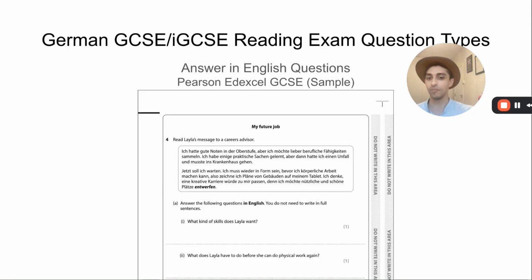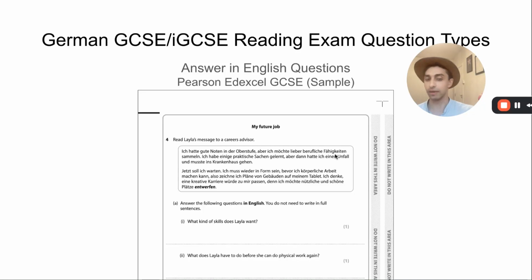And so on. So if we look at question 1, part 1 here, what kind of skills does Layla want? You'll find the answer in the first paragraph. Ich hatte gute Noten in der Oberstufe, aber ich möchte lieber berufliche Fähigkeiten sammeln. So the answer is here. I would prefer to acquire, to get professional skills.